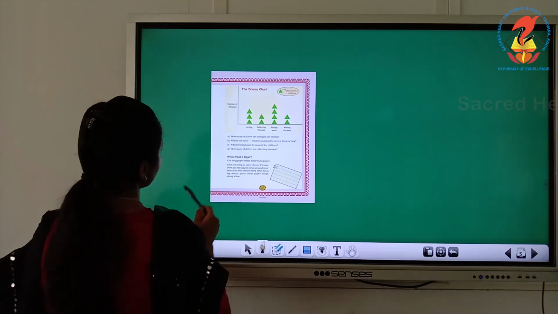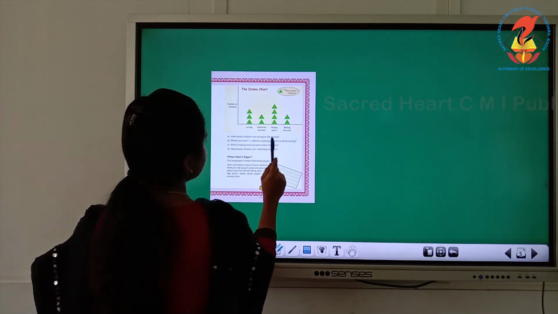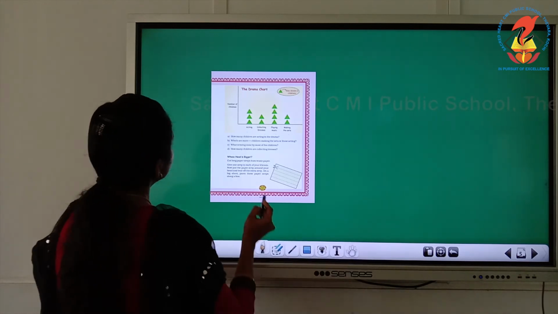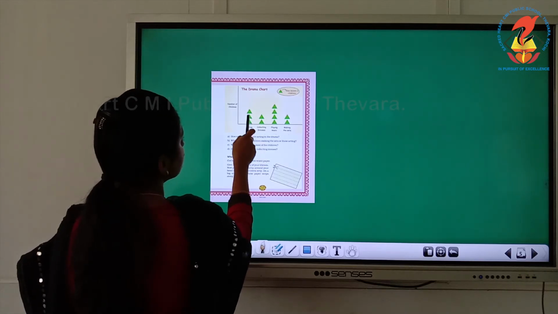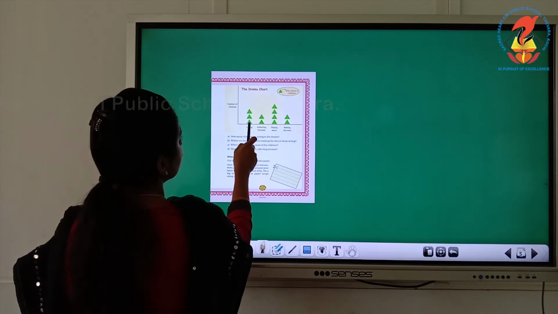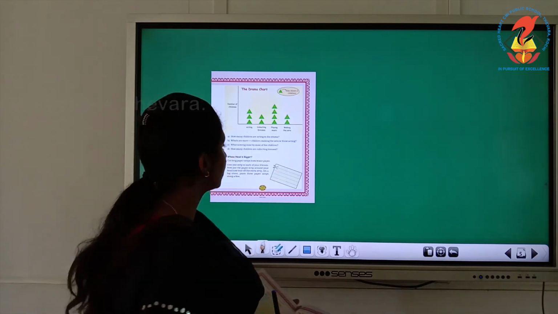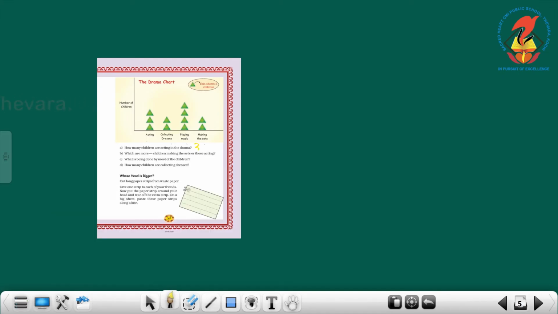So, the number of children is shown here: acting, collecting dresses, playing music, making the sets. First question: how many children are acting in the drama? Acting. How many triangles are there? It's three triangles. Each triangle is carrying three students. So, 3 into 3. The answer is 9 students.